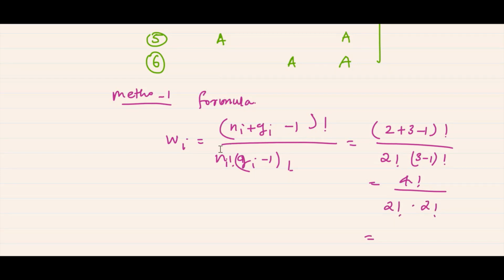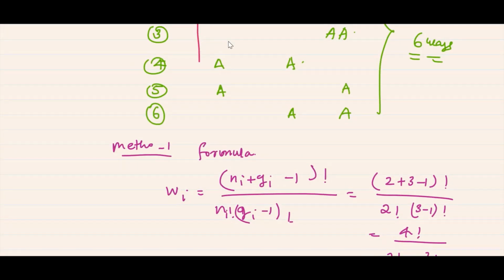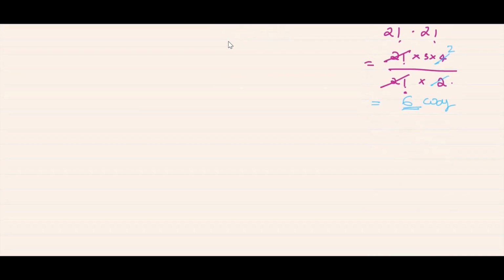So 4 factorial we can write as 2 factorial into 3 into 4. Here 2 factorial into 2 factorial is 2. So this 2 factorial and this 2 factorial will cancel, and this 2 and this 4 will cancel, and remaining 2 will be there. 2 into 3 is 6. So we got 6 ways. Same answer we got. Here also we got 6 ways. Okay, so we are done with this.